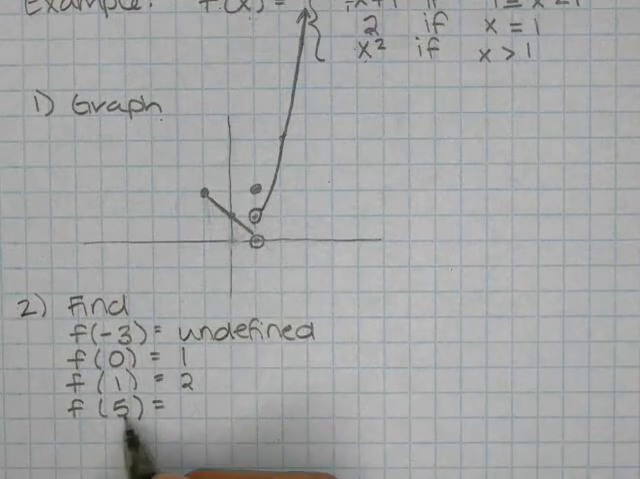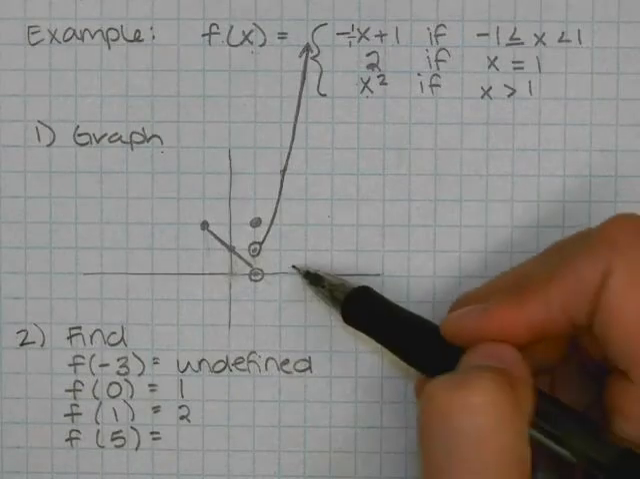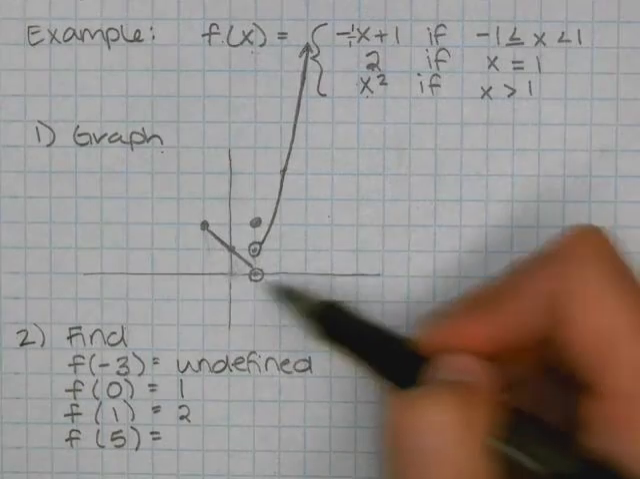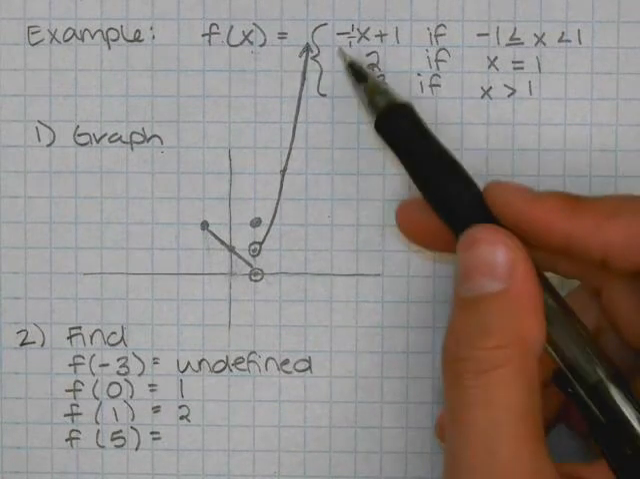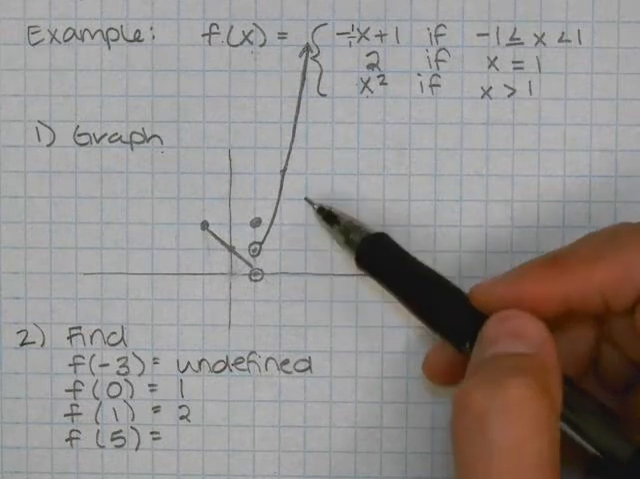And then last, if we want to plug in 5, if I try to look on the graph, I'm not going to see that. My graph only went to 3. I have an arrow there, so I know it continues, but I didn't graph it after that. I didn't plot any points.